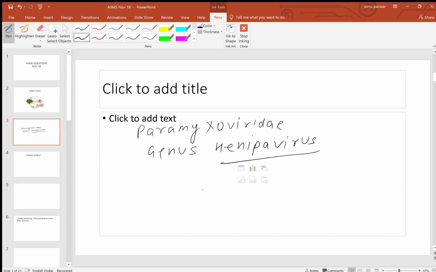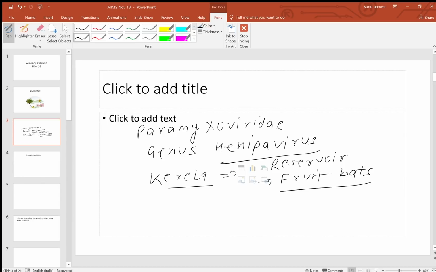So remember from that, and why it has become so famous, because there was a sort of epidemic in Kerala of this particular virus. The things to remember in this are the reservoirs of this particular one. The reservoirs are fruit bats. You also call them flying foxes. So they are fruit bats, and remember the amplifiers are pigs.